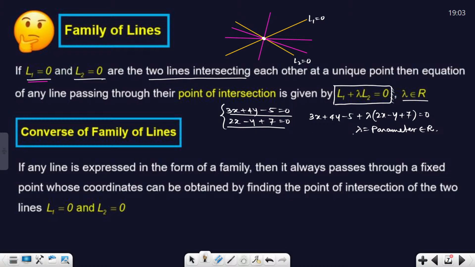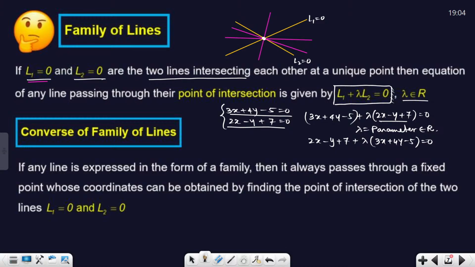Now, one might ask me a question: sir, why have you taken lambda times this expression? Why not lambda times this expression? You can take that, it's no problem. You can even write this equation in this way. There is no harm. This again gives you that family of lines which are passing through the point of intersection of L1 equals to 0 and L2 equals to 0. That's it.